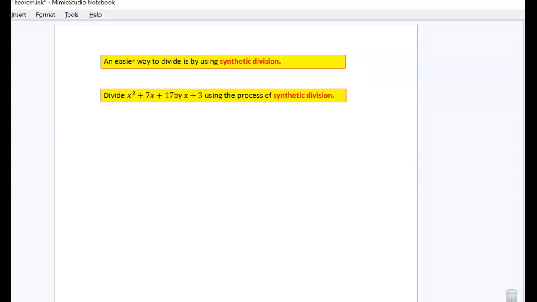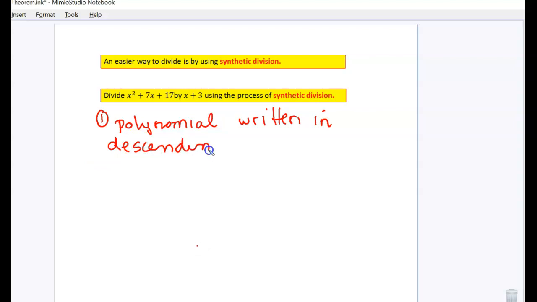Okay. Now, an easier way to do long division is to use a process called synthetic division. And I'm going to do the same question using synthetic division and show you that it can be done a little bit quicker. Okay. Now, in synthetic division, there's a couple of things. Number one, the polynomial has to be written in descending order. And that's when we're talking about the powers, of course.